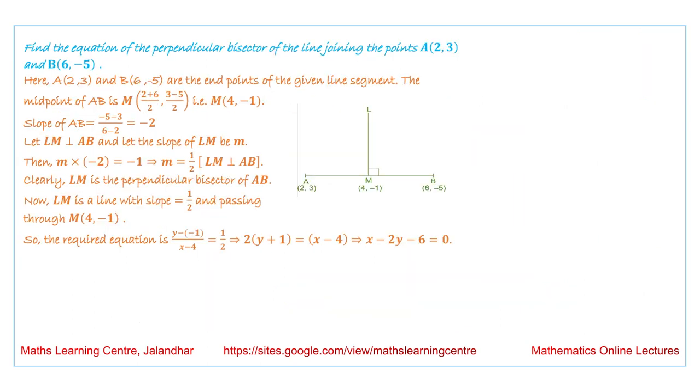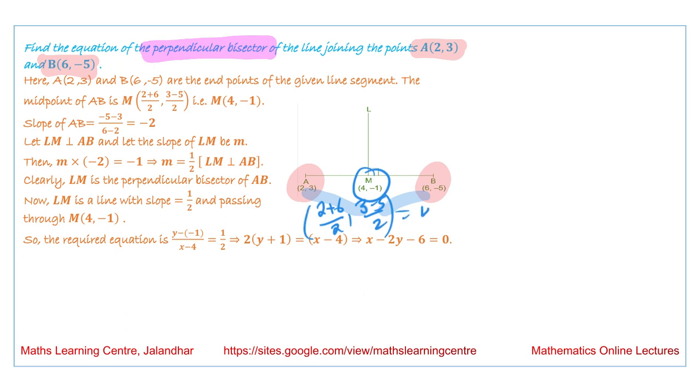Next is find the equation of the perpendicular bisector of the line joining the points. These are the two points given. This is the point A, this is the point B. We are talking about the perpendicular bisector. So the point M is the midpoint of A and B. And the coordinates of this point are given by (2 plus 6)/2, comma (3 minus 5)/2, and the answer we have is (4, minus 1). These are the coordinates of the point M.